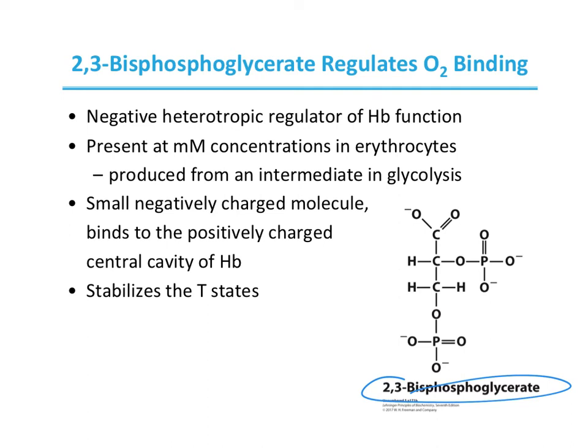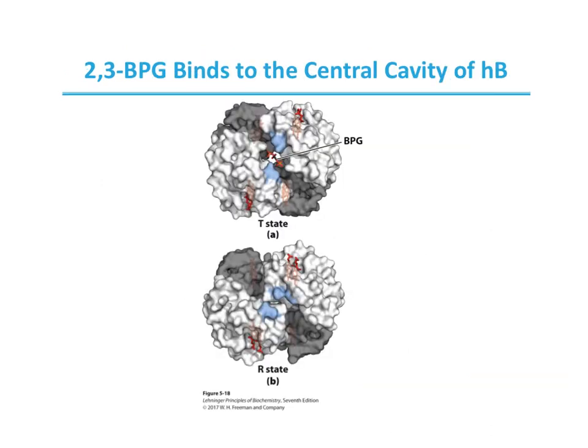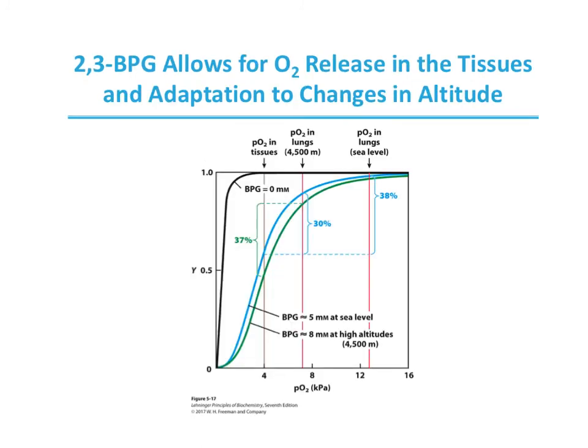It's a small negatively charged molecule that binds to the positively charged central cavity of hemoglobin and stabilizes the T state. So this is a picture of it binding to the central cavity in the T state. It will not bind in the R state. Now, this molecule allows for oxygen release in the tissues and adaptations to changes in altitude.